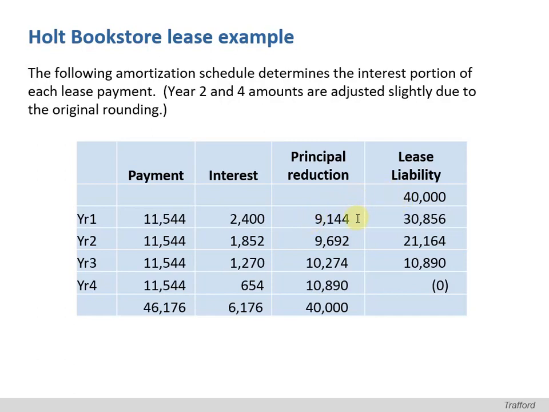So 40,000 minus 9,144 means that at the end of year 1, the lease will show up on the balance sheet for Holt Bookstore at $30,856. You can do the same math all the way down through this schedule.